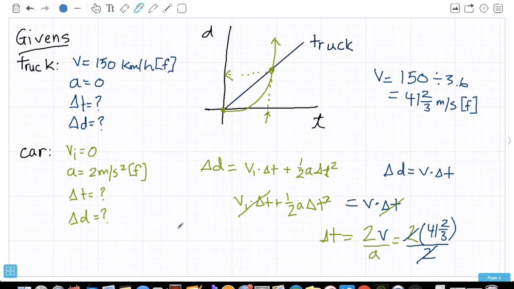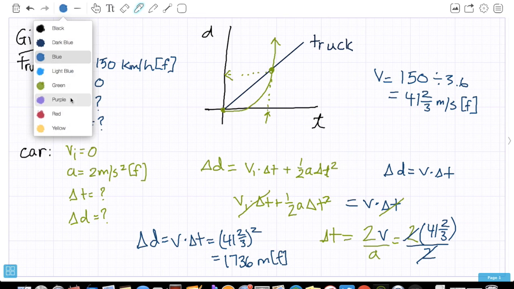So that's the first part of the problem. The second part of the problem is I have to figure out what the distance is. Well, that's easy enough. I can just use one of these relationships, and I might as well use the easiest one. So delta d ends up being v times delta t, and that's equal to 41 2/3 times 41 2/3, because they're both the same number. So I square that, and that gives me 1,736 meters forward.